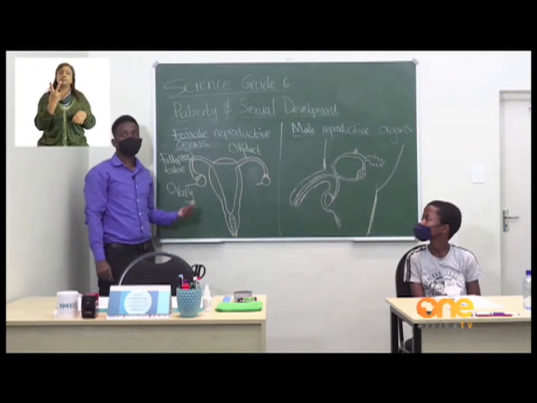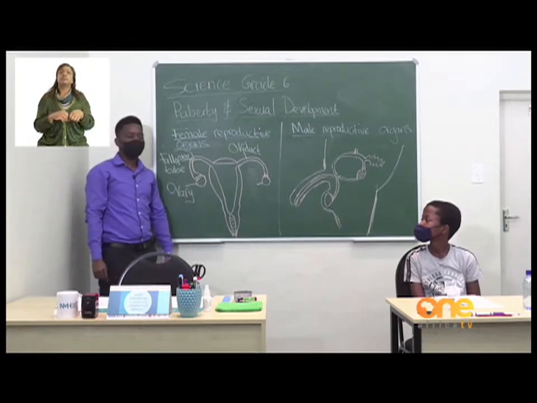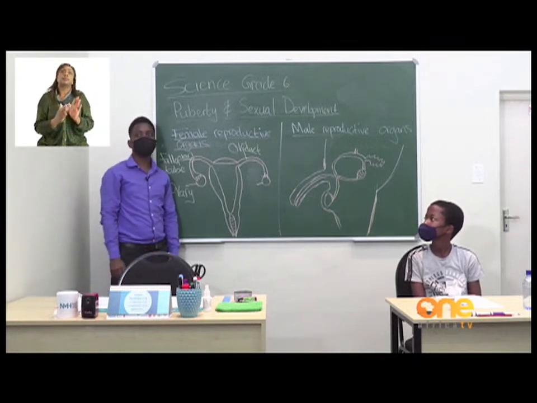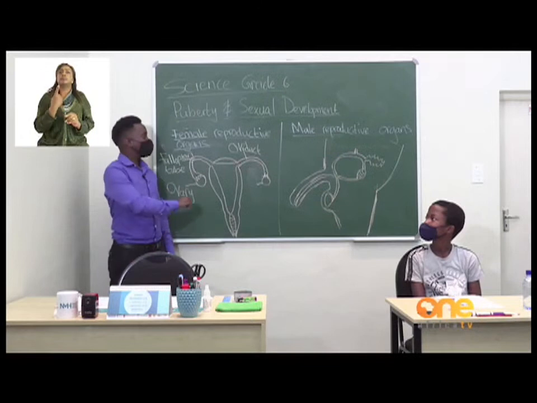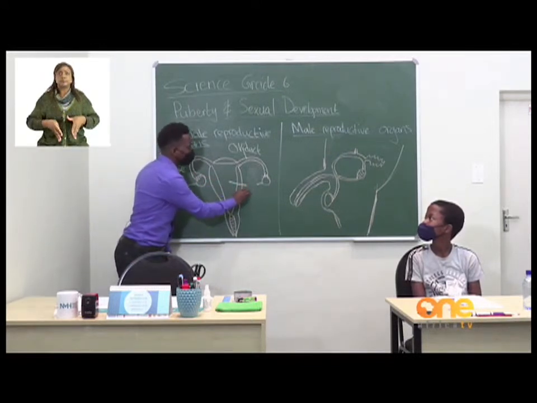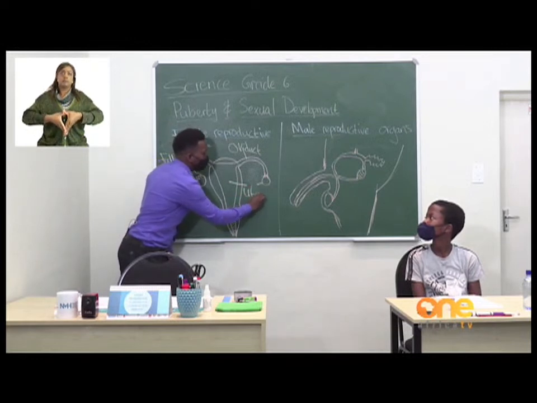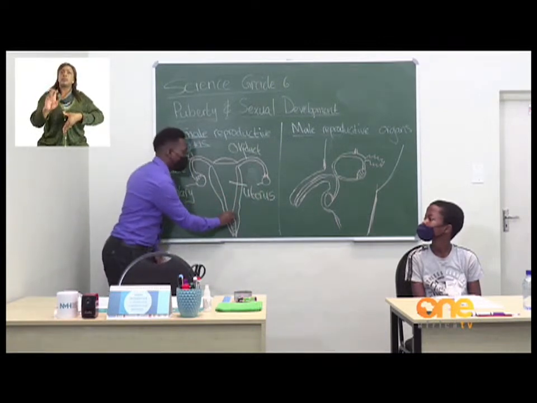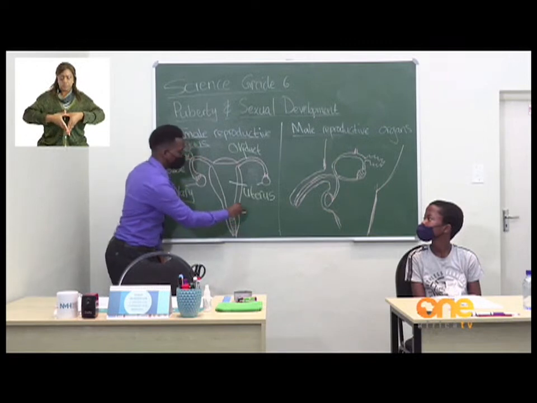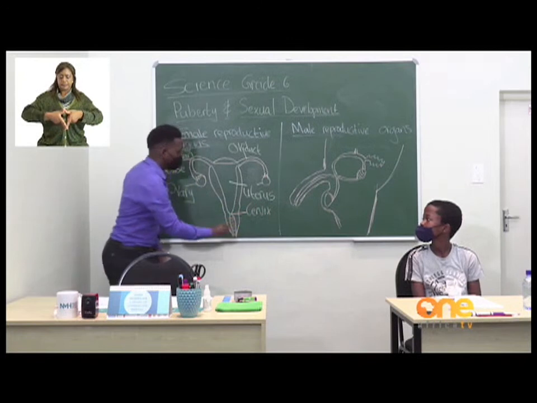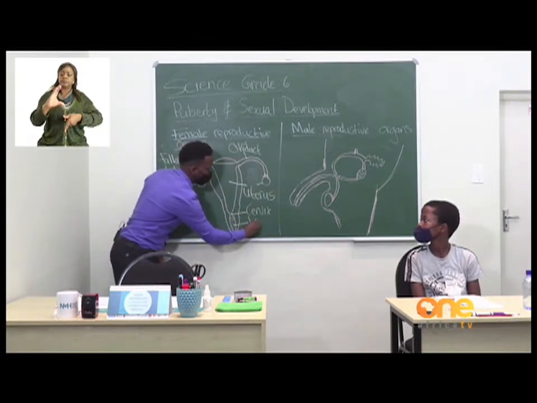Do not worry if you cannot see the words very well. You can just turn to your book on page 19 and you will be able to see the structures there. Okay, the next structure we are going to label is right here, and this structure we refer to as the uterus. And from the uterus we have a structure responsible for closing and opening known as the cervix. And from the cervix we have the vagina.